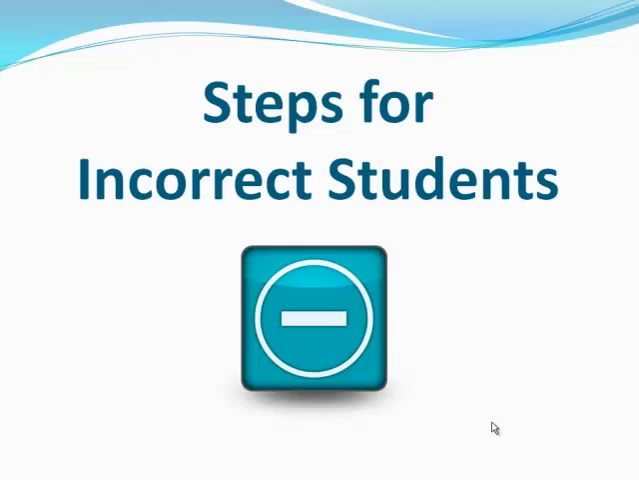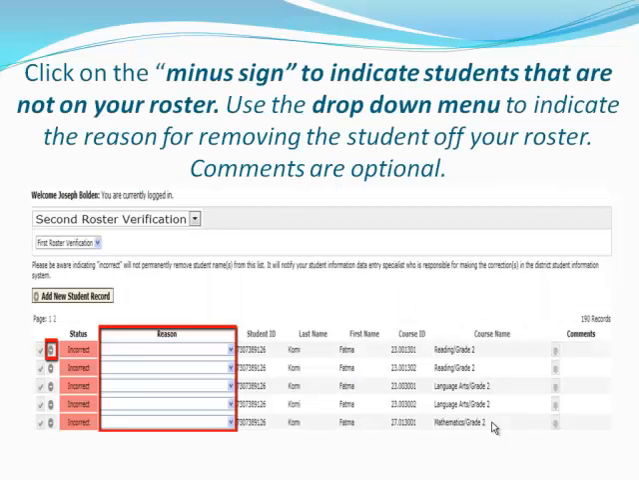Steps for incorrect students. This is how you're going to remove those students who you do not teach. All right, you'll click on the minus sign, which is right there to the right of the check sign, to indicate students who are not on your roster. After you click on the minus sign, you have to give a reason. So if you click on the drop-down menu for the children who you want to remove, it will be right there beside their name. You will select a reason from that box as the reason for removing that student from your roster.